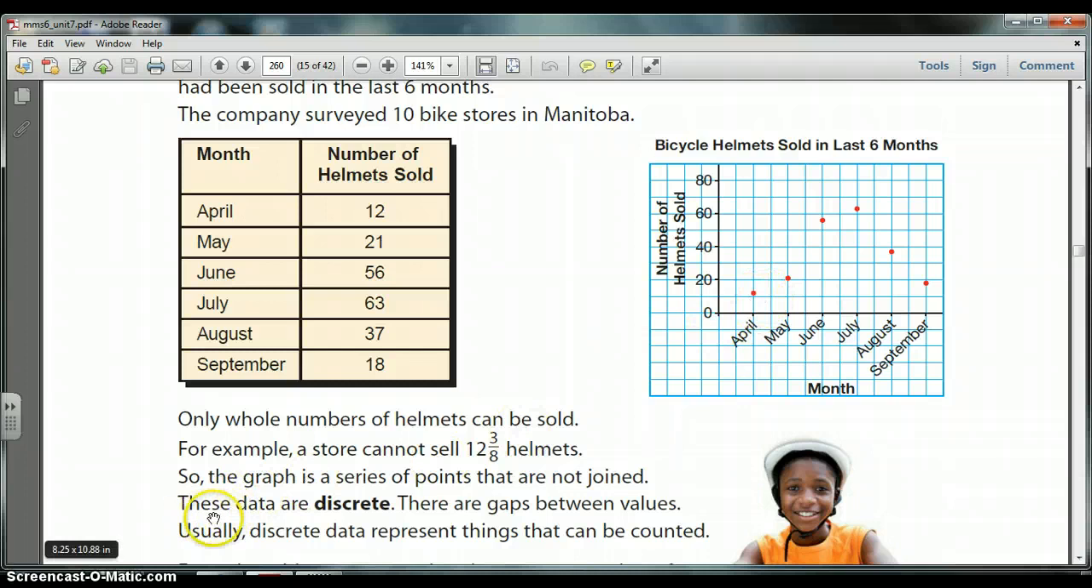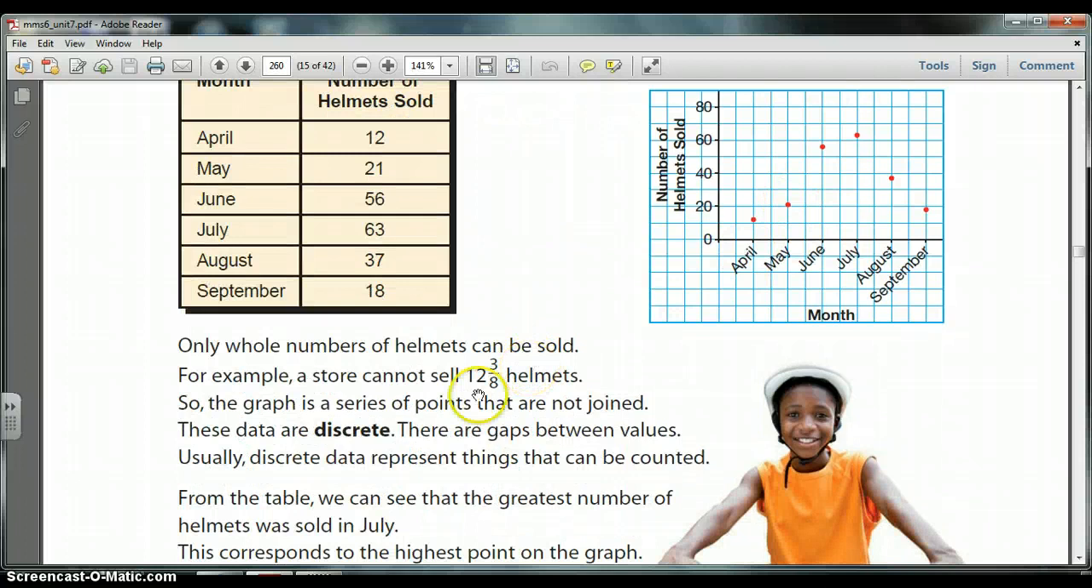So that means these data are discrete. There are gaps between values. Usually discrete data represents things that can be counted. April is how many were sold in April. There's no in between April and May. So it just ends. That's also how it can be discrete.